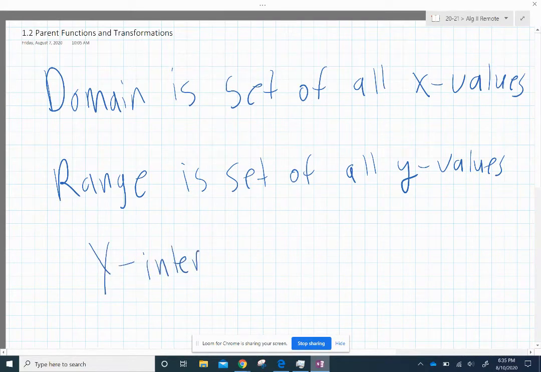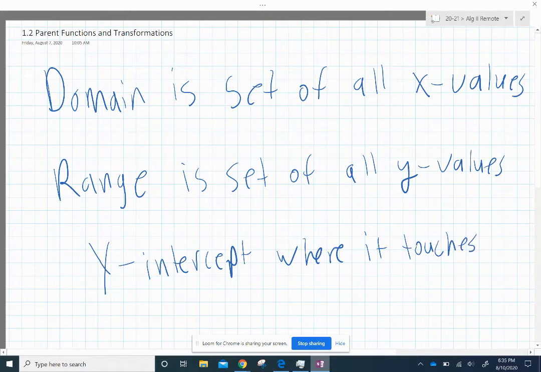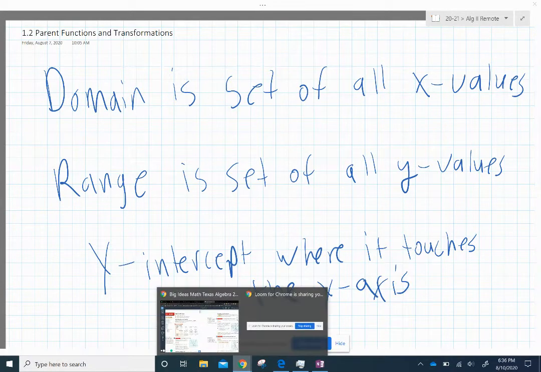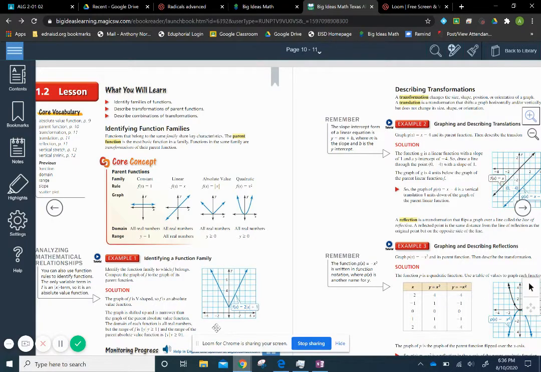Y-intercept, where it touches the y-axis. It touches the y-axis at 1, so the range is y equals 1. Next we have linear. As you can see, it goes all the way up, down, up, and down. All real numbers. It covers everything.